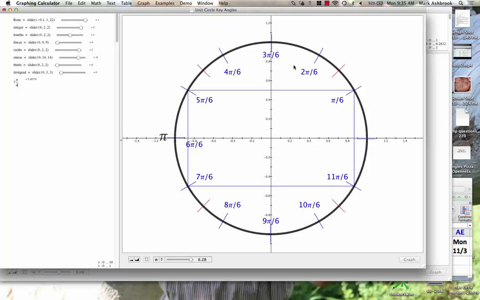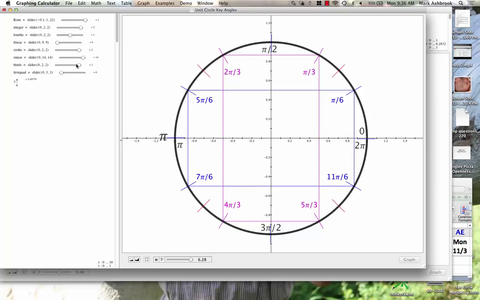But then you notice that these 2 pi over 6, 4 pi over 6, 8 pi over 6, and 10 pi over 6, those all simplify to thirds. So pi over 3, 2 pi over 3, 4 pi over 3, and 5 pi over 3. Okay, so any questions so far?